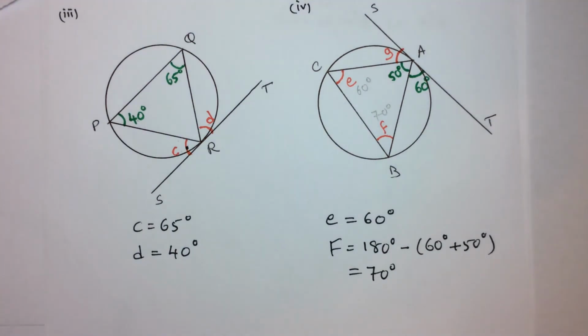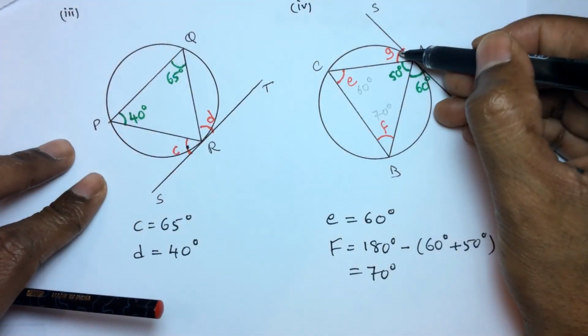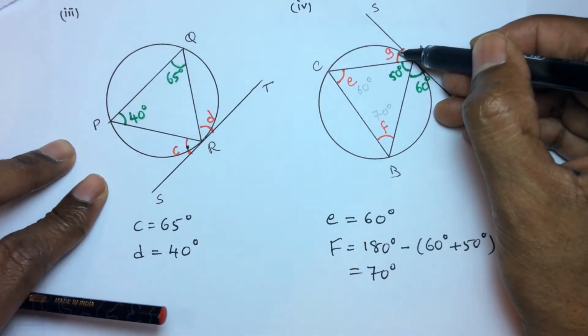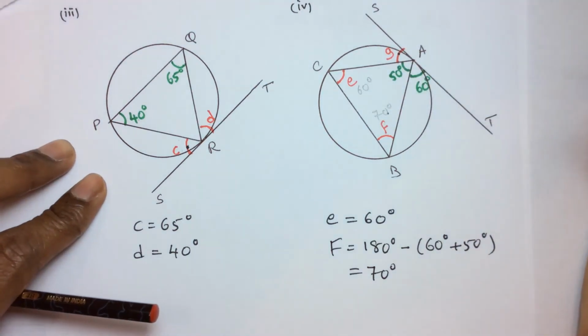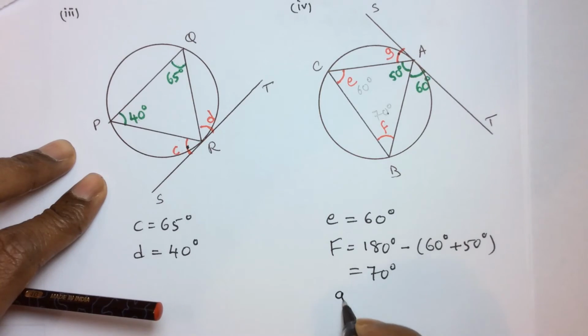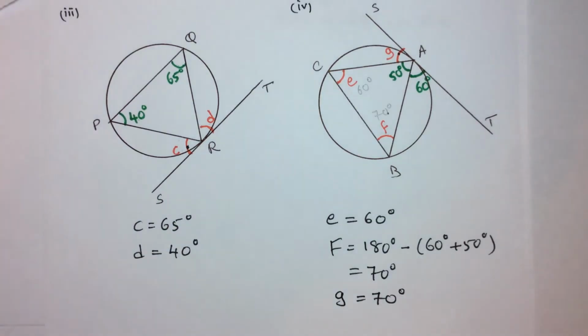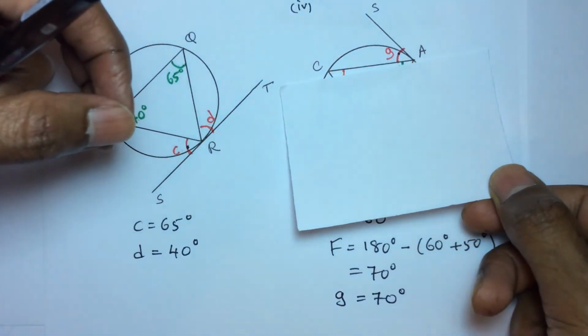Now what is G? Angle G is equal to 70 using the same property. Angles in the alternate segment are equal. So angle G is equal to 70 degrees using the property angles in alternate segment are equal.